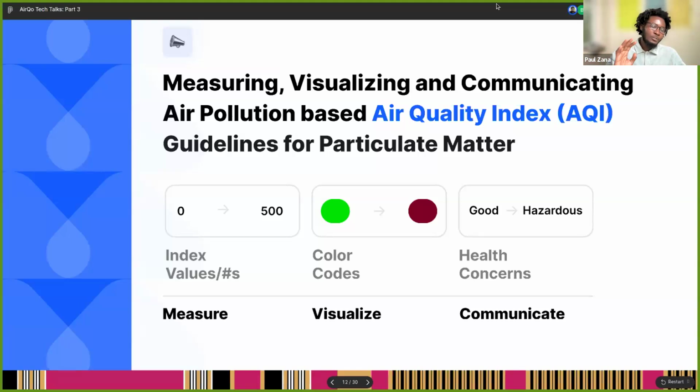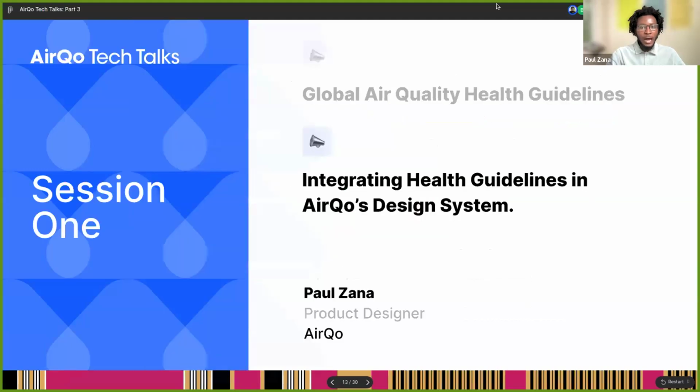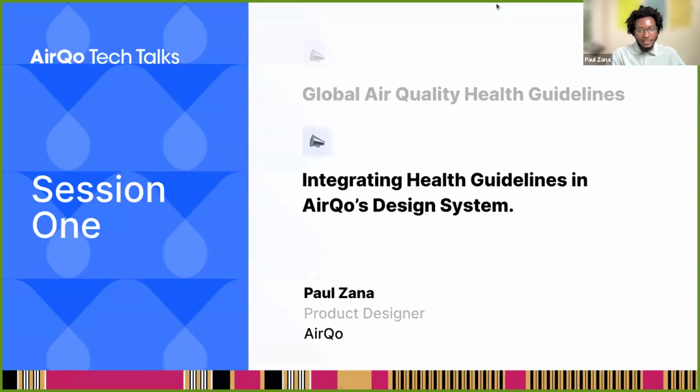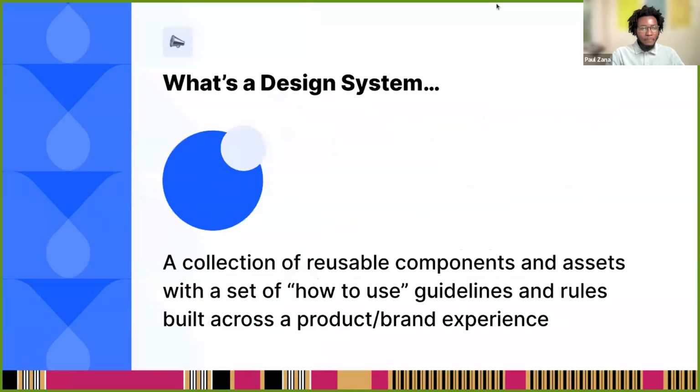So 3 things to keep in mind are how we measure, how we visualize, and how we communicate. If you proceed, I now want to talk about how we have integrated all this understanding into our AirQo Design System. So this leads up to the basics of what a design system is.